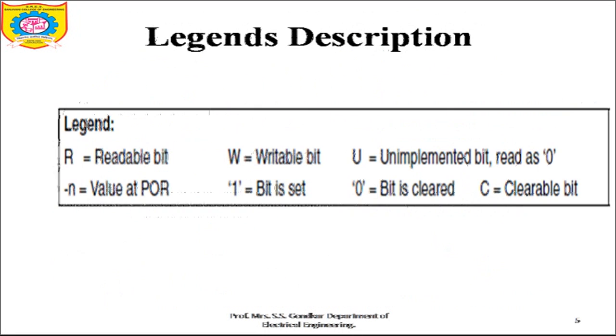You can see the legends over here. R is the readable bit, W is the writable bit, U is the unimplemented bit. Then 1 means setting the bit to 1, 0 means clearing the bit, C is again a clearable bit, which can be cleared, and N is the value at POR.